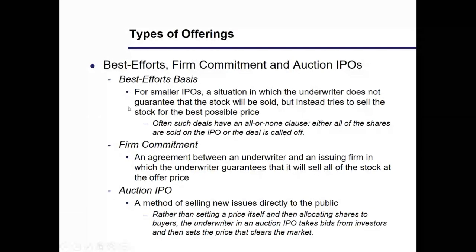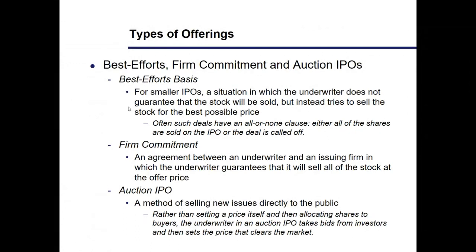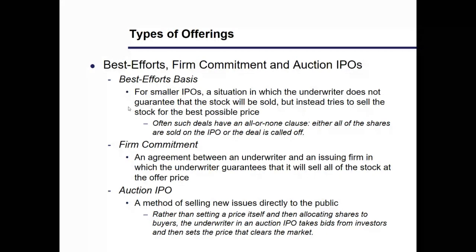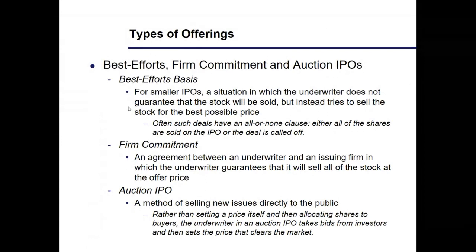For example, in a small IPO, you can have a situation in which the underwriter does not guarantee that the stock will be completely sold, but instead tries their best. Often such a deal has an all-or-none clause, that either all the shares are sold in the IPO or the deal is called off. They suspend and stop when the market is bad.